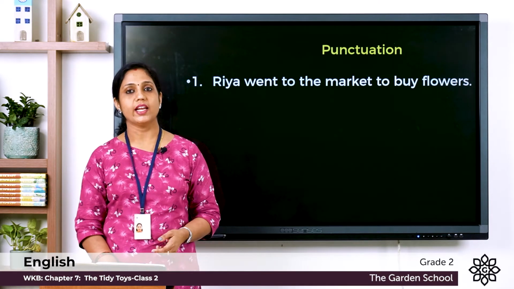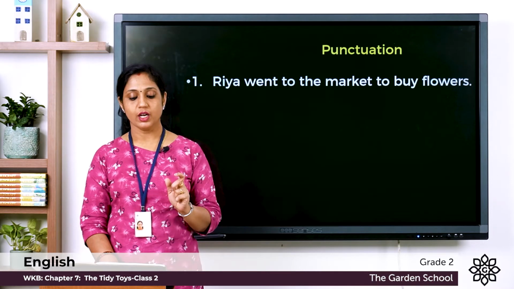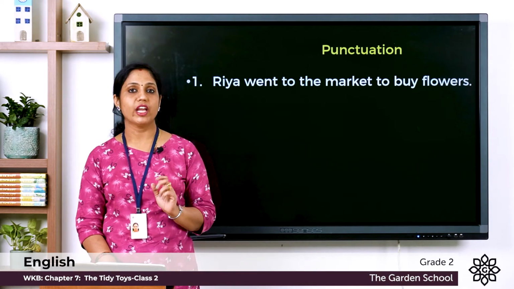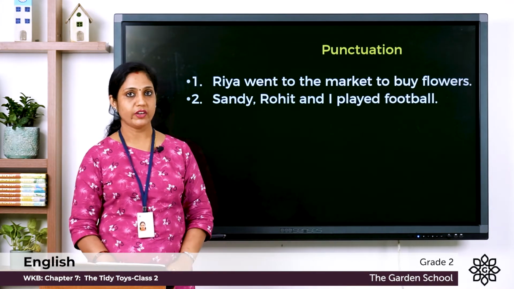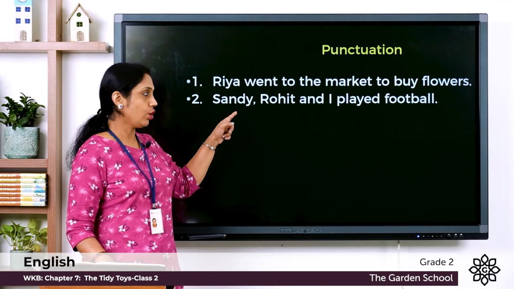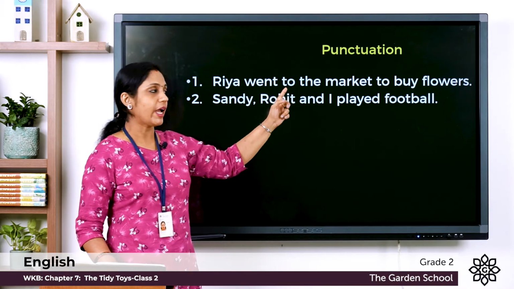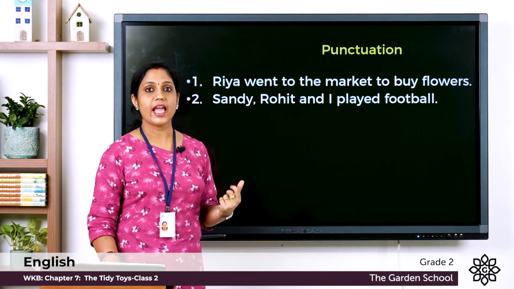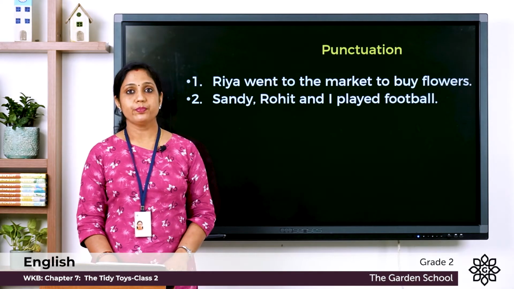Sandy, Rohit and I played football. So here you can see Sandy, Rohit, I. It's a proper noun, names of persons and we have to write the first letter in capital letter. So we can write Sandy, comma, Rohit and I. I also should be given in capital letter. Sandy, Rohit and I played football, and at the end you have to insert full stop. Let's look at the third question.